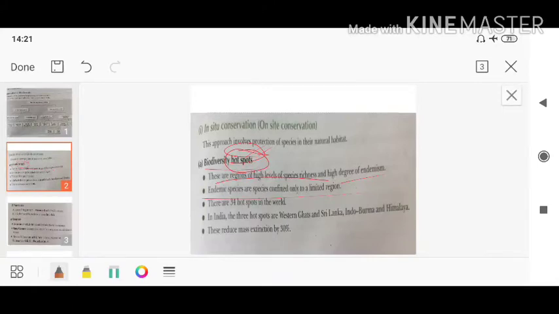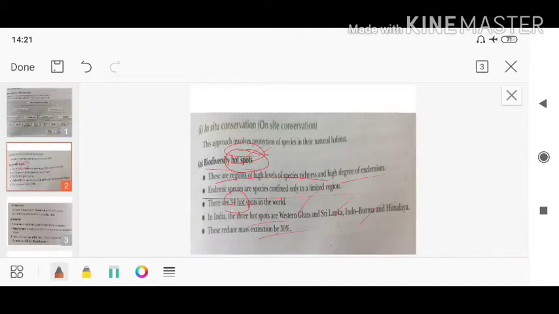And it has been identified that there are 34 hotspots in the world. How many are there? 34. In India there are 3 hotspots. So what are the 3 hotspots? One is the Western Ghats and Sri Lanka, and thereafter Indo-Burma and Himalaya. Okay, so in these places, the Western Ghats and Sri Lanka, the Indo-Burma region and Himalaya. These are the regions which are designated as hotspots because of the presence of different types of species of animals and plants. Okay, they reduce mass extinction by 30%.